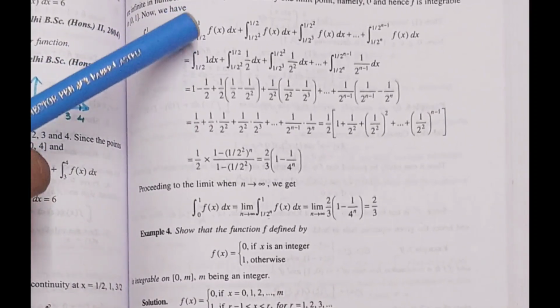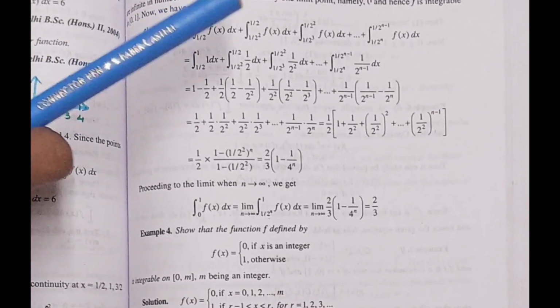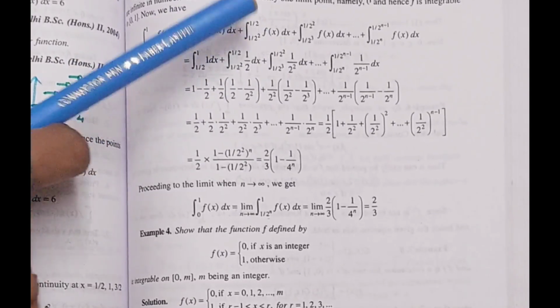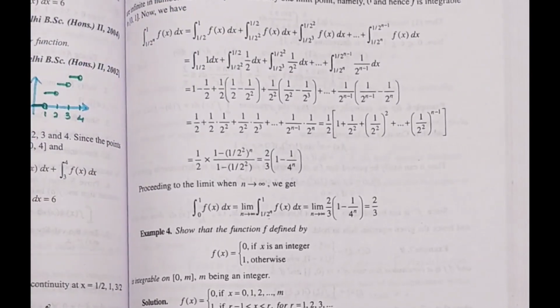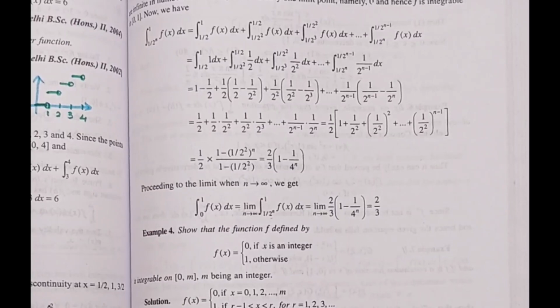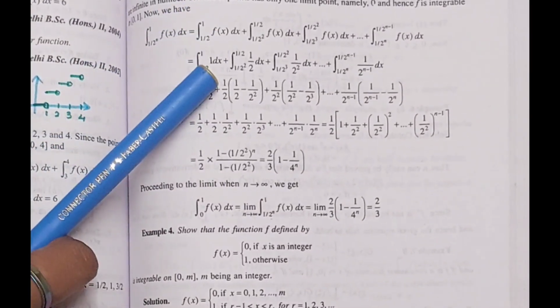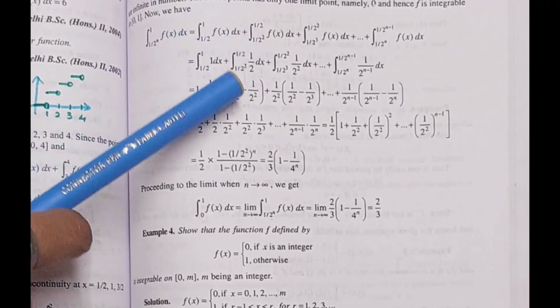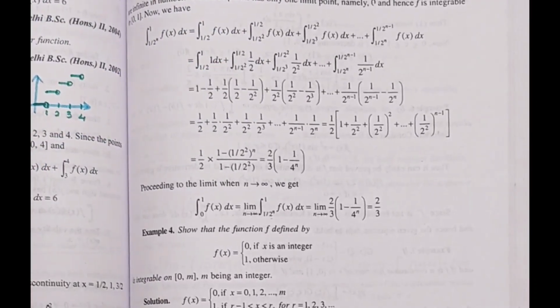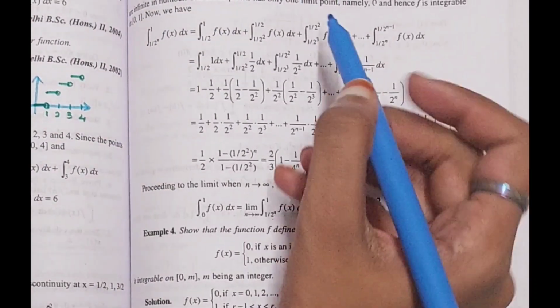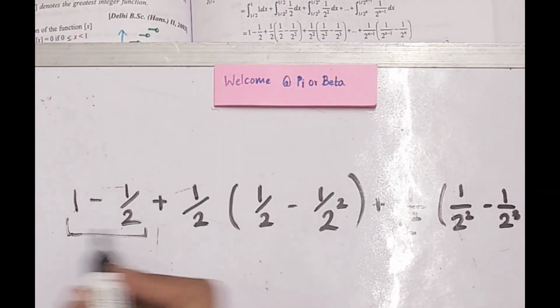So you have to do one basic thing, that is you have to split the intervals. How is this interval splitting? 1 by 2 to 1, 1 by 2 square to 1 by 2. You cannot put 1 to 1 by 2 because you have to do it in ascending order. So they have put 1 by 2 to 1. The function value is 1. 1 by 2 square to 1 by 2. The function value is 1 by 2. So 1 by 2 cube to 1 by 2 square. So you have got this series, right?